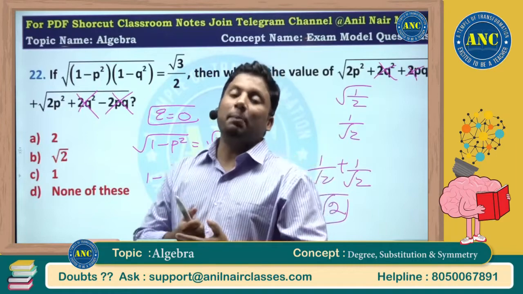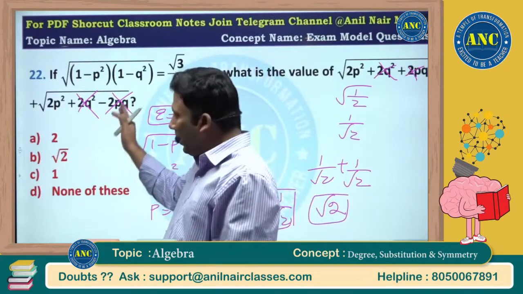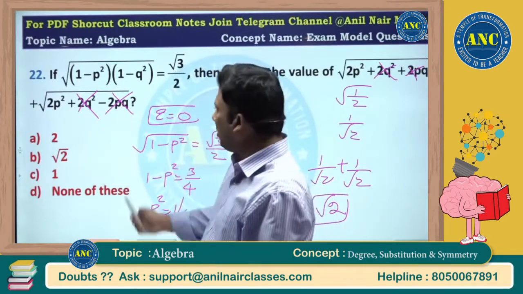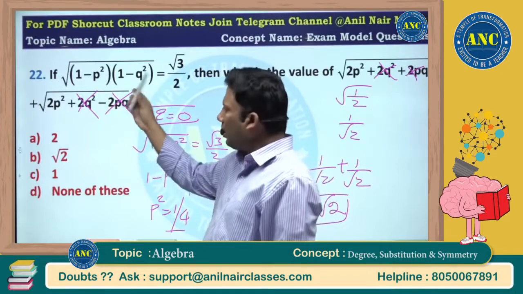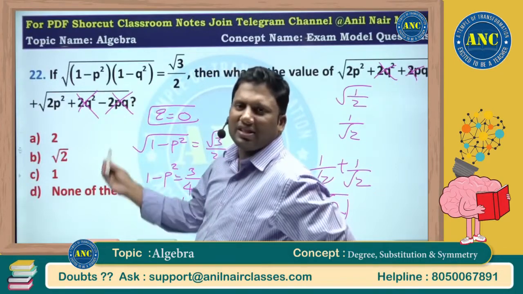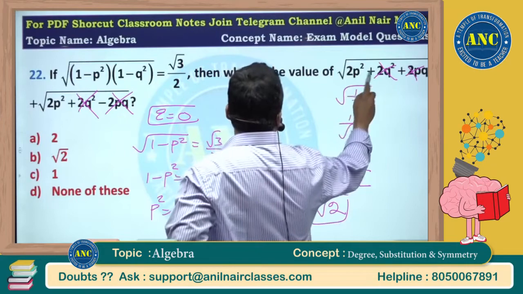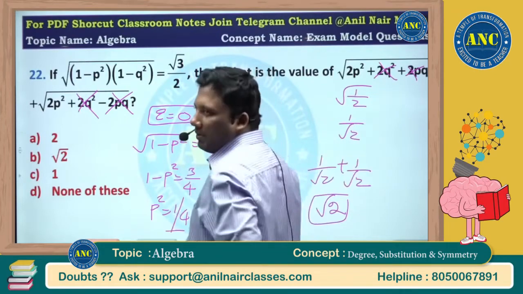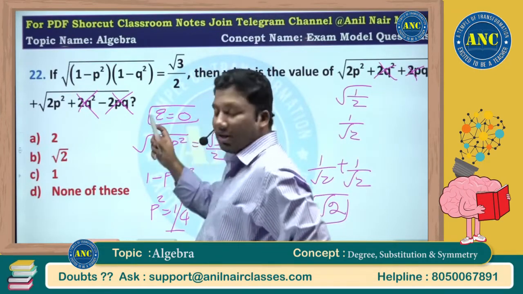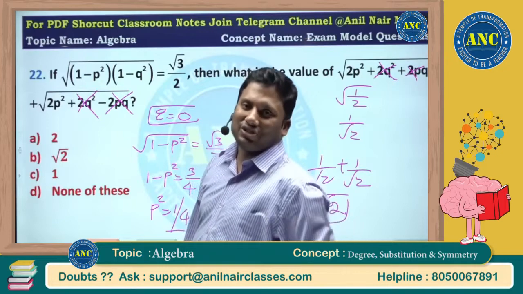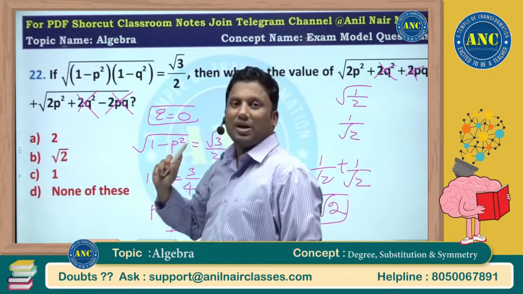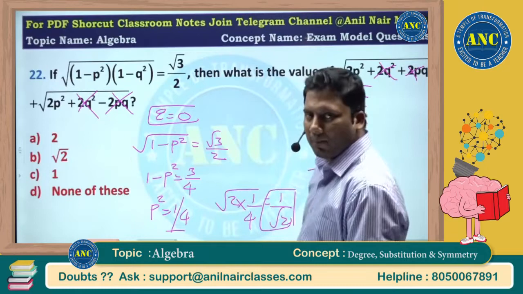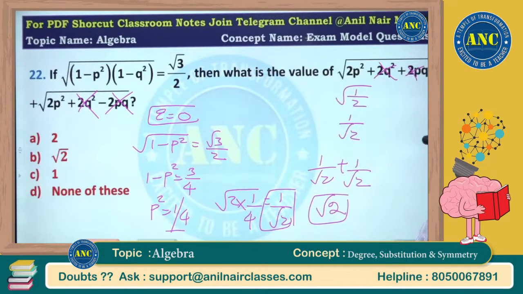Make the dependent variable 0. Either make p 0 or q 0, because it's a homogeneous function. P can be replaced with q, q can be replaced with p. The question's numerical value does not change. I hope question number 22 is clear to you.